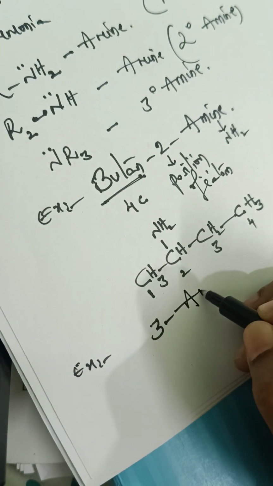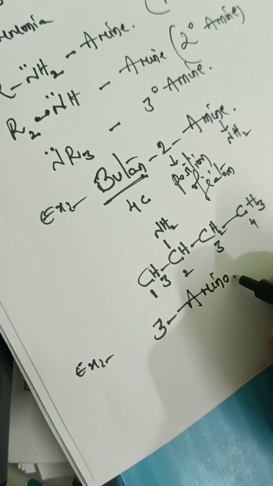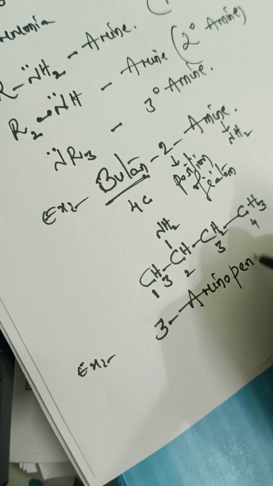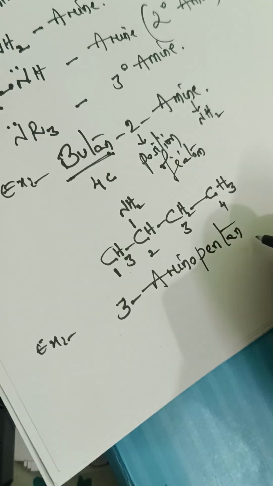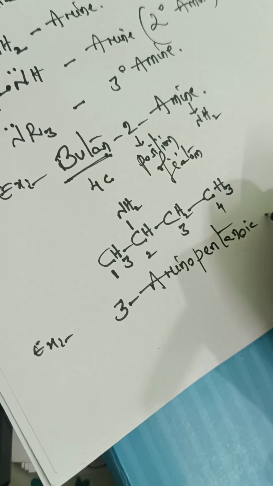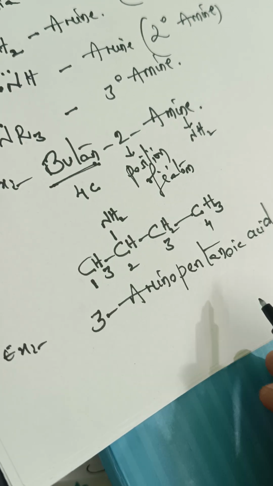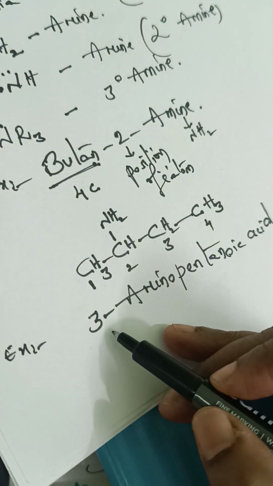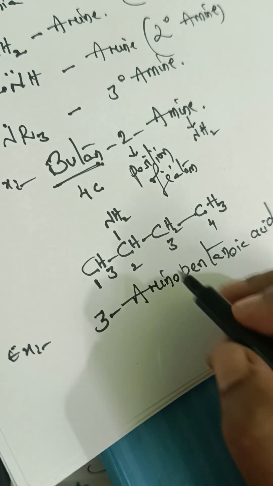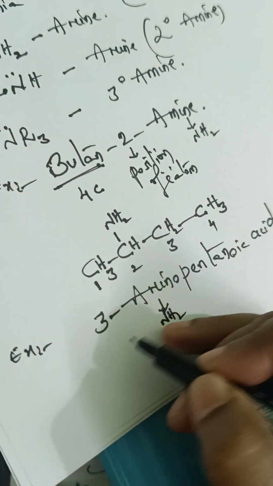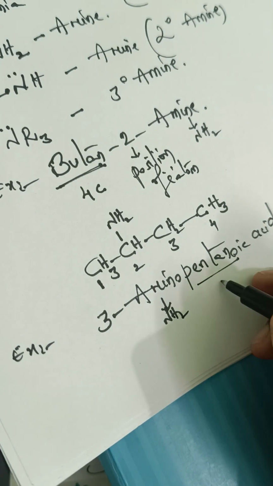3-amino pentanoic acid. See here, 3 is the position of the carbon atom, amino is the group. As you already know, this will be the NH2 group. This is the position of the carbon atom. Pentanoic means it is having a 5 carbon chain.